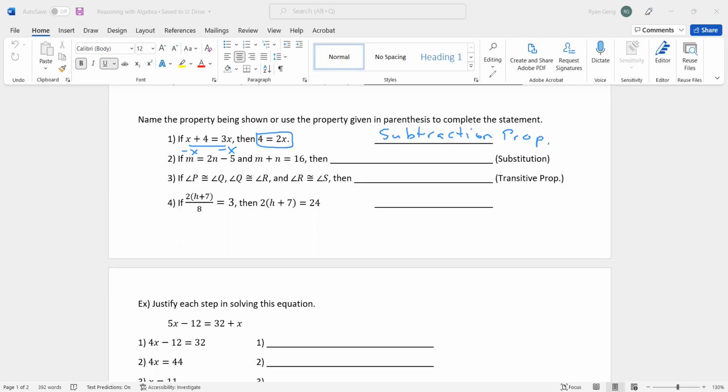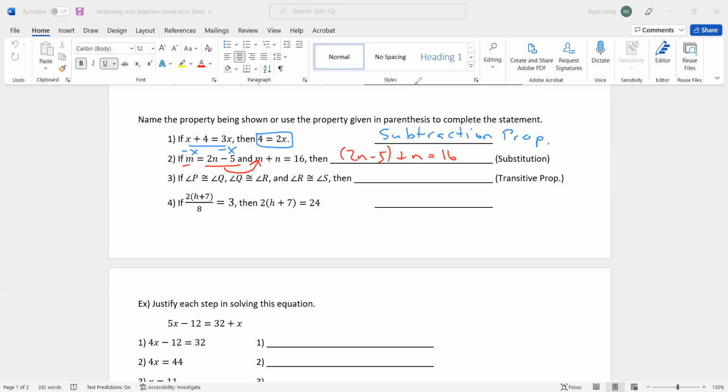The next one, number 2, is saying I want you to do substitution. I'm telling you the property I want you to use. Now use it to make the conclusion. Number 2 says if M equals 2n minus 5 and M plus n equals 16, well, substitution says if two things are equal, then I can put this second thing in for the first thing wherever I see it. So my conclusion would be, instead of M plus n equals 16, 2n minus 5 plus n equals 16. I replaced the M with 2n minus 5.